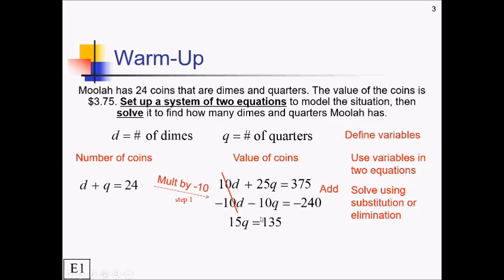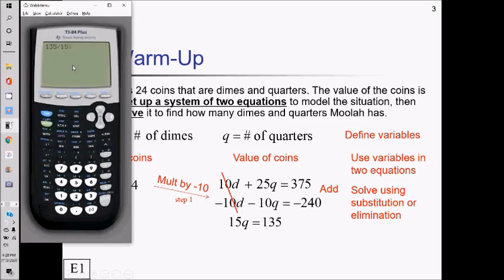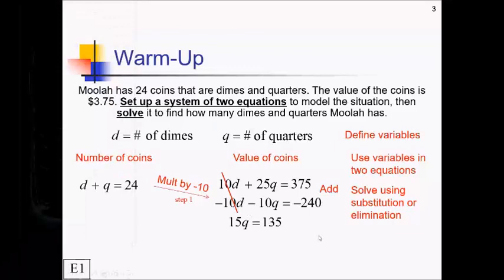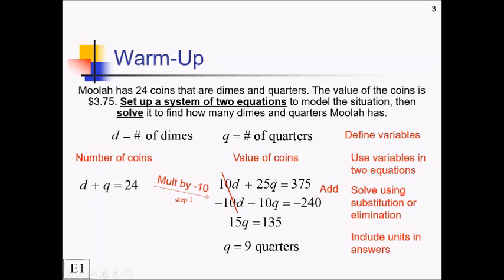And then dividing both sides by 15, I'm going to use the calculator on this. So that ends up giving me 9. And now when you write your answer, you should include units in the answer, because this is a real-life problem. So that's going to be 9 quarters. If I just write 9, I don't necessarily know what that means.